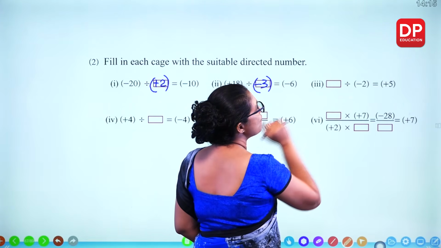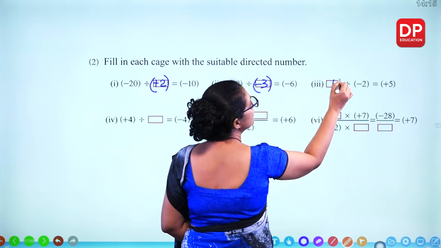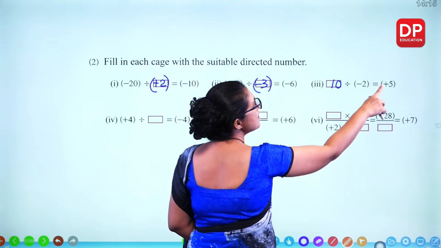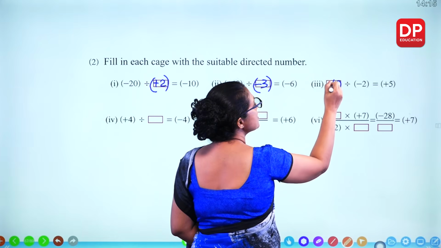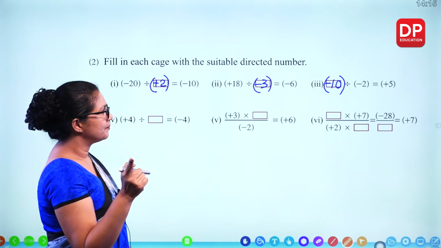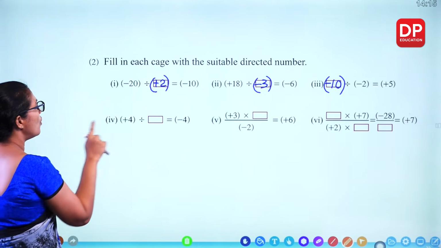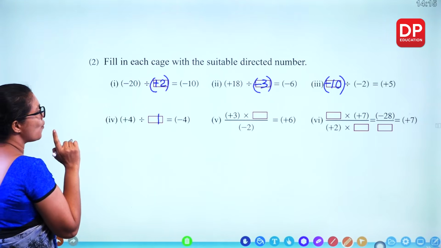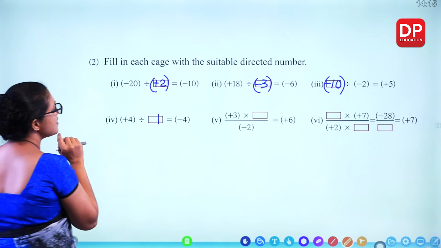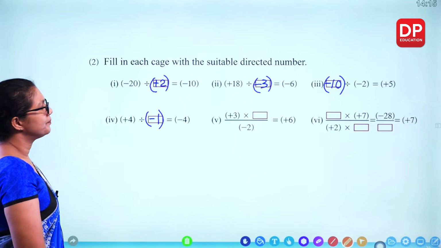Division, you get 5. That means 10 divided by 2 is 5. Now decide the sign. This is plus. Here minus. So both should be minus to get a plus answer. Answer is 4. 4 divided by 1 is 4. Positive and the answer is negative. So this should be a negative value.